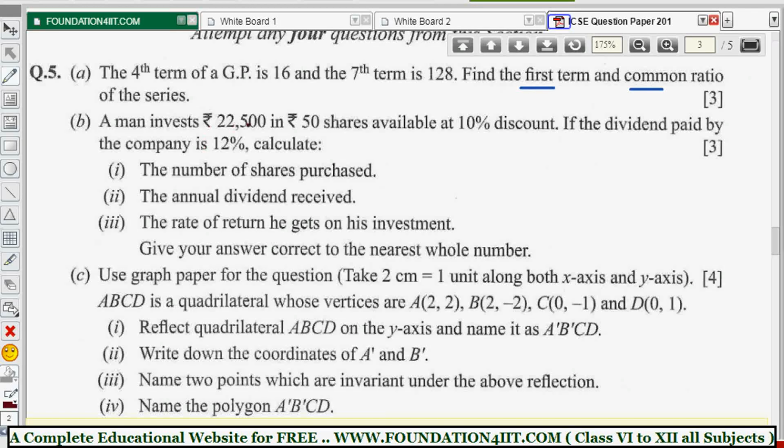A man invests 22,500 in 50 rupee shares available at 10% discount. Okay, rupees 50 is the nominal value of the share. Investment is 22,500 at 10% discount. So we can find out market value. If the dividend paid by the company is 12%, so 12% is the dividend. Then we find out number of shares, annual dividend and rate of return. Okay.